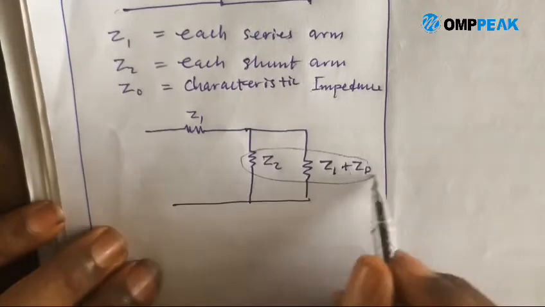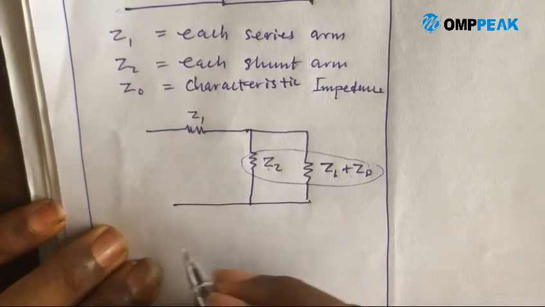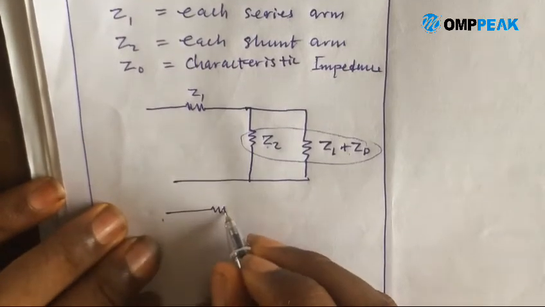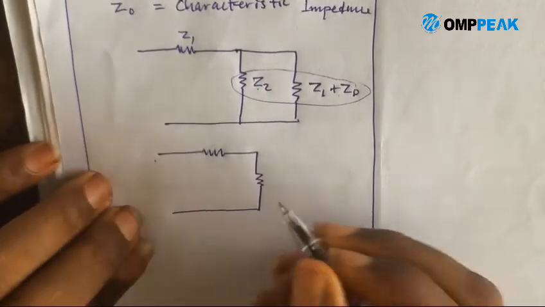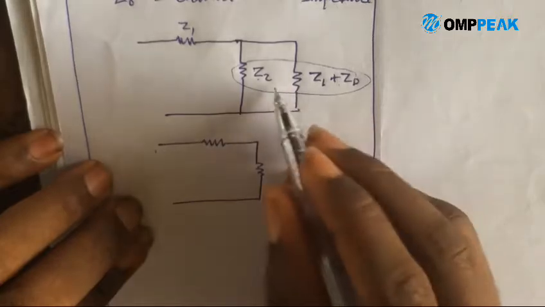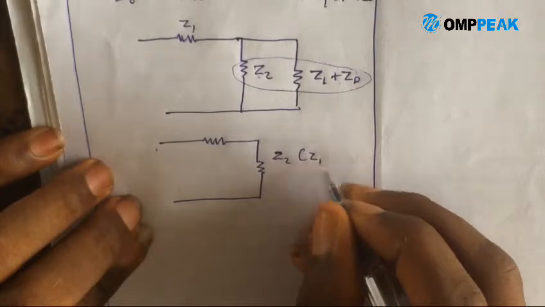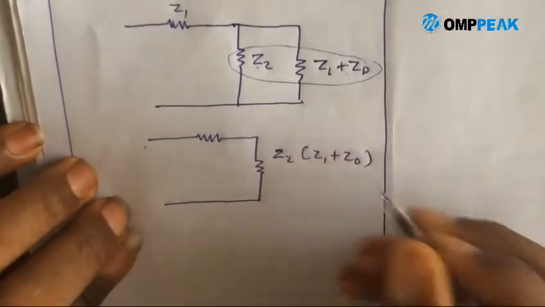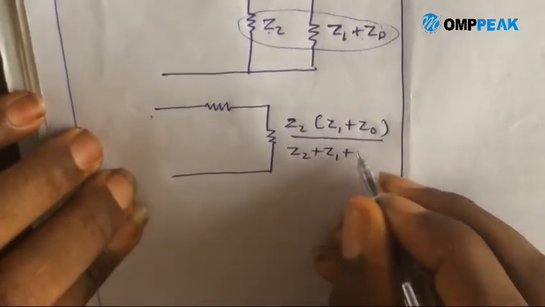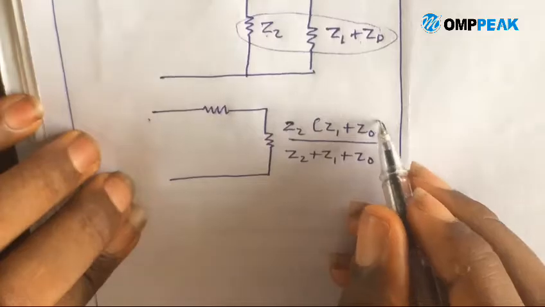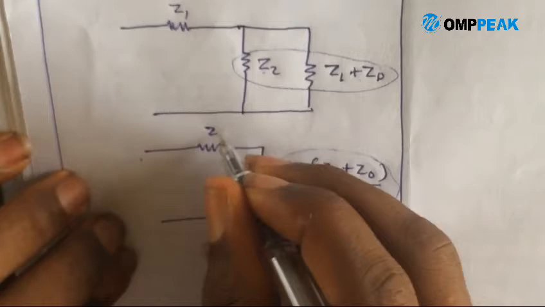Now let's solve this first. When this one and this one, they are in parallel, the circuit will now be like this. So since they are in parallel, it will now be Z2 multiplied by (Z1 plus Z0) over Z2 plus Z1 plus Z0. Now this one has become 1. Also, they are now in series with Z1.